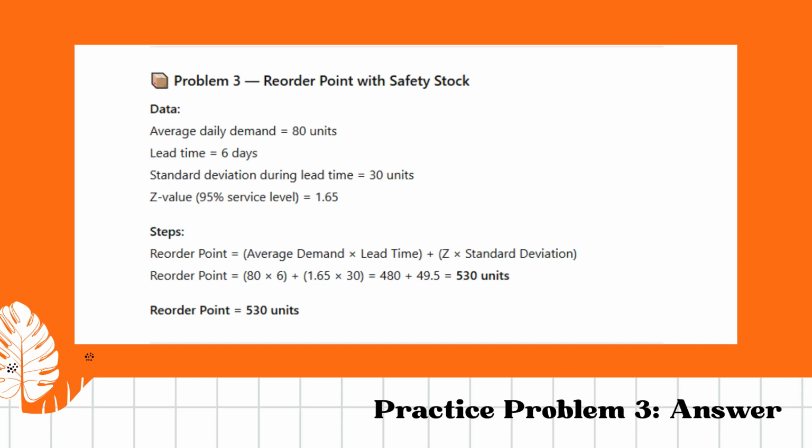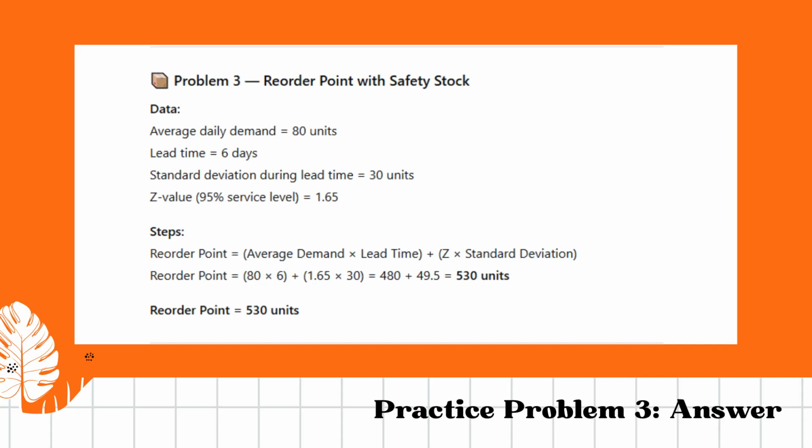Explanation. Problem 3. The reorder point tells us the exact moment to place the next order so that new materials arrive before we run out. We start by figuring out how much is used during lead time. 80 units per day for 6 days means the company needs about 480 units just to cover the normal usage while waiting for delivery. Then we add a cushion or safety stock to handle uncertainty in demand.